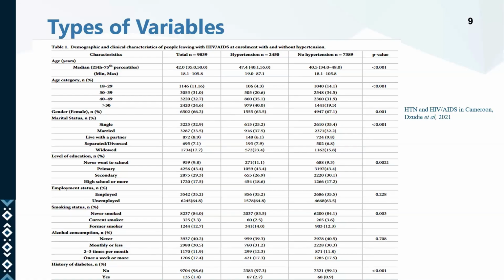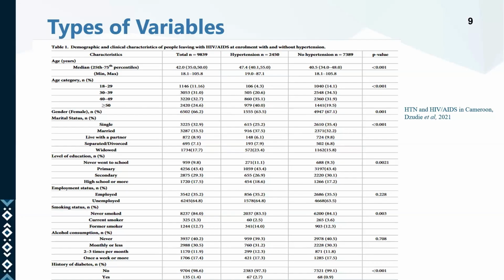But in contrast, if we move to something like marital status, you see someone can be single, married, living with a partner, widowed. So there is no particular order in the presentation of these possibilities. And so this can be a nominal variable.